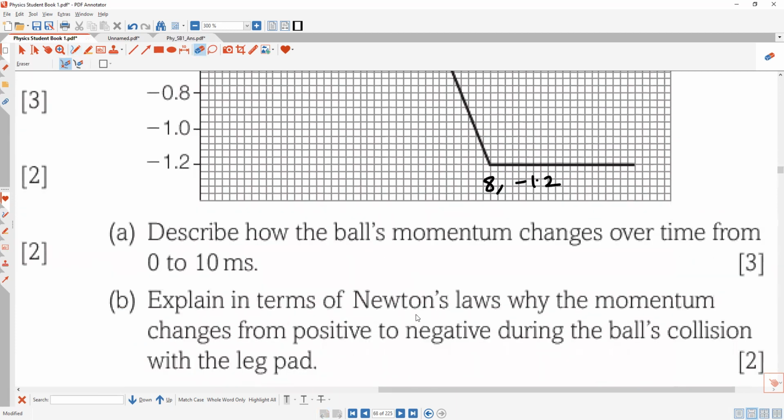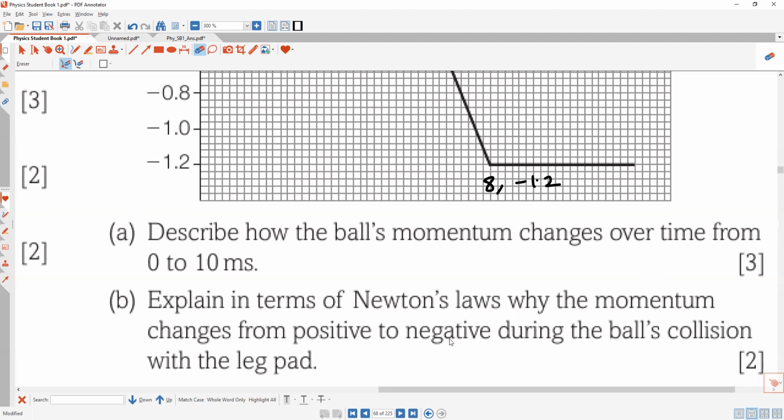Then they said, explain in terms of Newton's law why the momentum changes from positive to negative during the ball's collision with the leg pad. Initial momentum of the leg pad was 0. The ball had a momentum of 0.8. So initial momentum is 0.8. Okay, the final momentum, if now the leg pad is also moving.